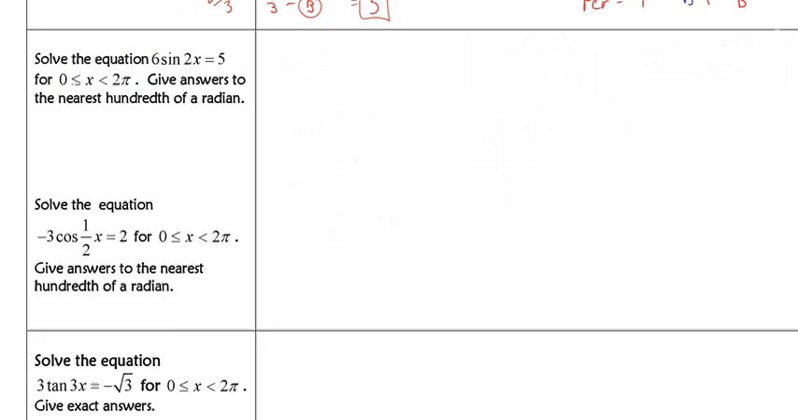All right, here we go. Solve the equation 6 times the sine of 2x equals 5. And our first step, so we got 6 times sine of 2x equals 5.